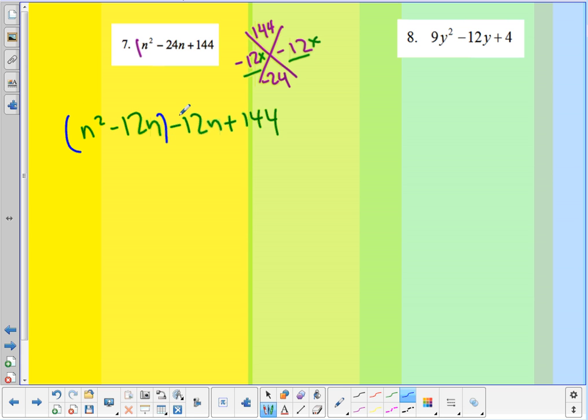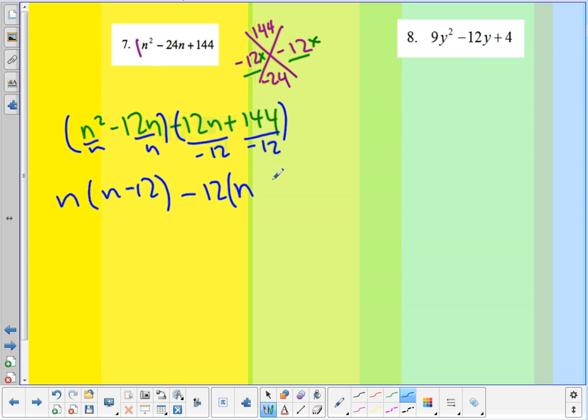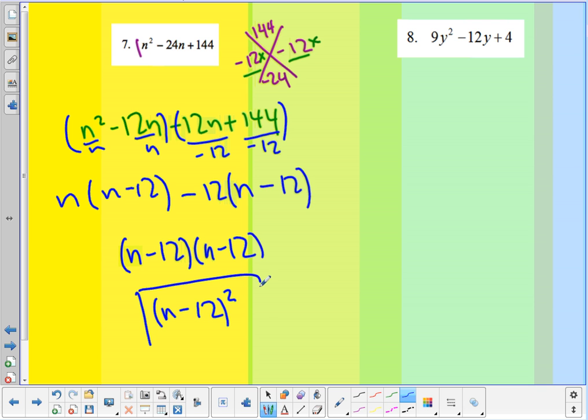Group them, and I divide out an n. So I have n and then n minus 12. Here I divide out a negative 12. The reason I'm making it negative is because I want this to go back to positive n. Right now it's a negative. I need to divide out a negative so that it's positive. So I'm going to divide out a negative 12, leaving me with positive n and minus 12. So I have n minus 12 times n minus 12. But again, if this were a multiple choice test, you would see that as n minus 12 quantity squared. Binomial times itself, quantity squared.